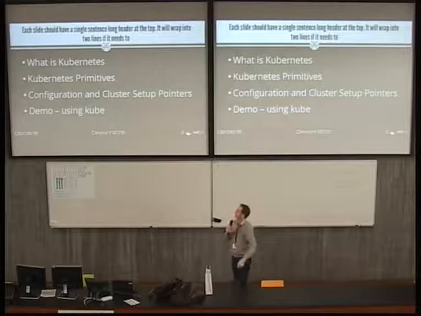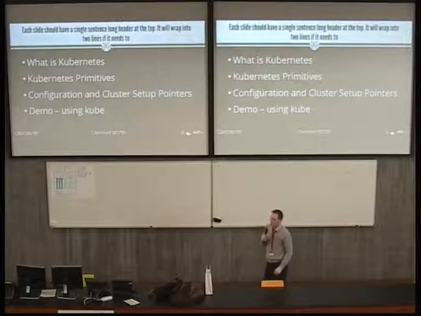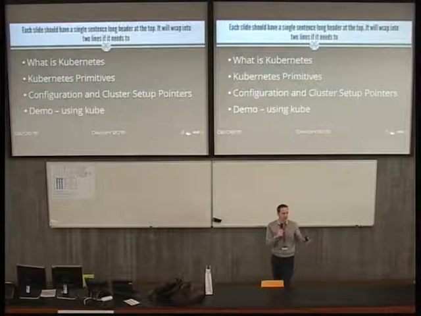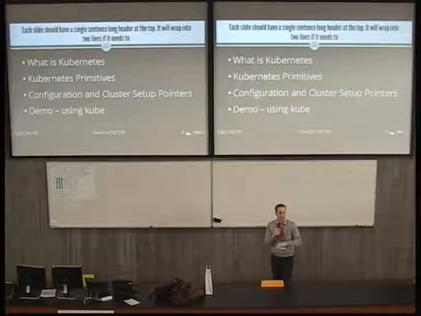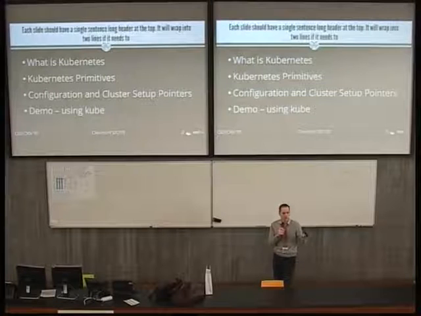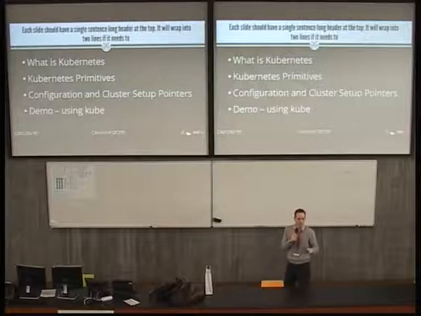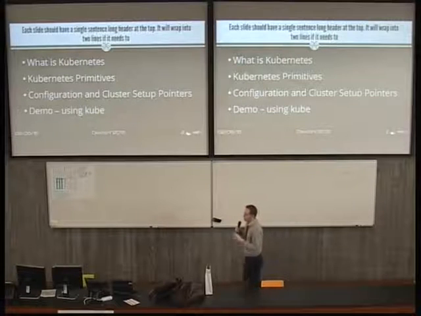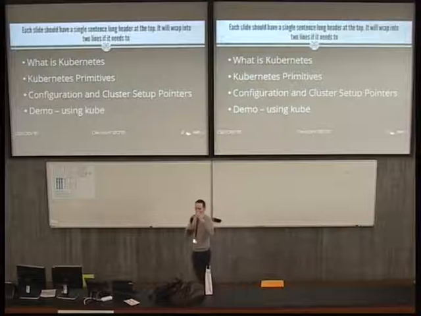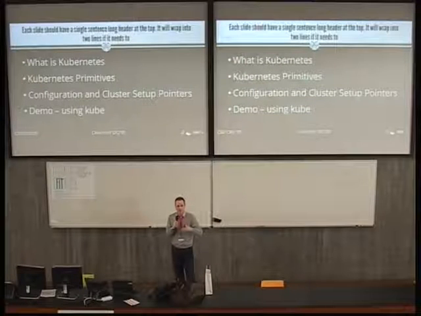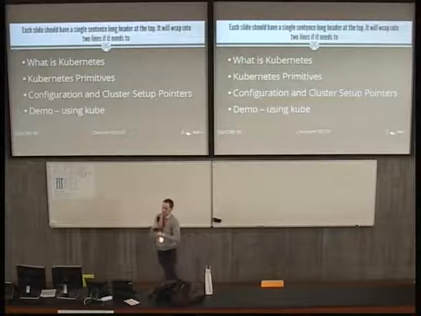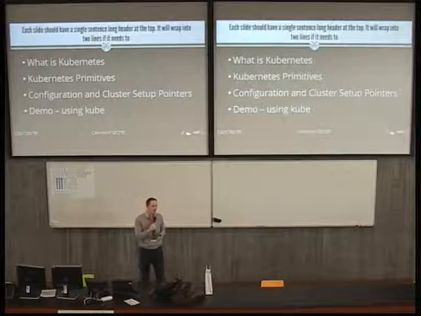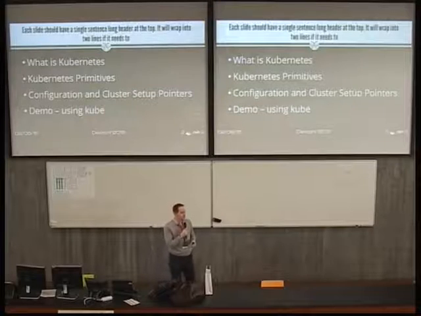So today I'm going to give a talk about Kubernetes, how it interacts with Docker, some of our plans for it, and I'll have some time for questions at the end, so feel free to save them until then, unless I'm saying something completely confusing. The basic agenda is to go over what Kubernetes is, talk about some of the primitives that make up the Kubernetes orchestration, talk about configuration and cluster setup, and then give a quick demo. It's a recorded demo at the end.